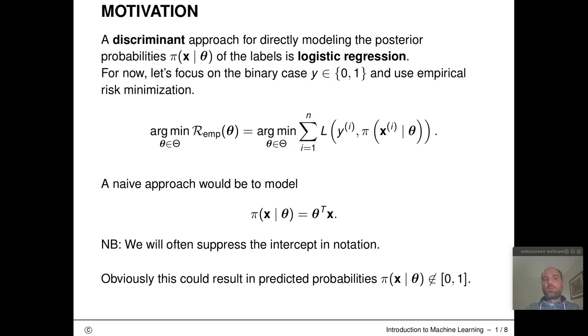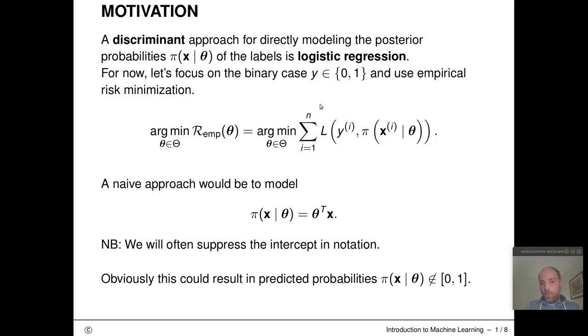So, logistic regression is the first type of discriminant or risk minimization approach for classification that we are going to look at here. It's a linear model for binary classification, and it usually assumes that our labels are encoded with 0 and 1. And now, as before, as we've already covered for linear regression, it's also based on this super important principle of empirical risk minimization.